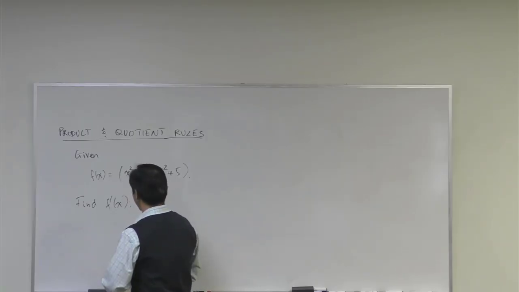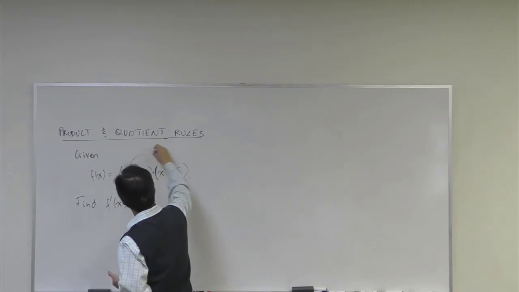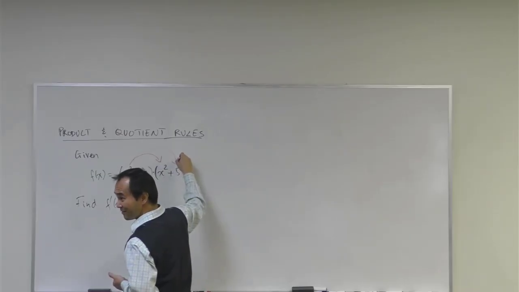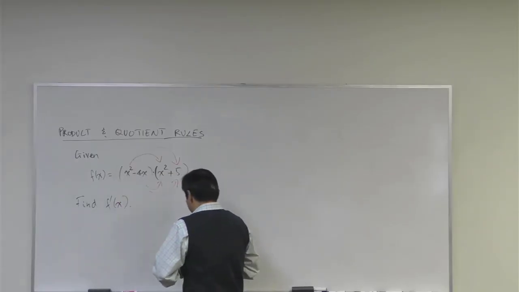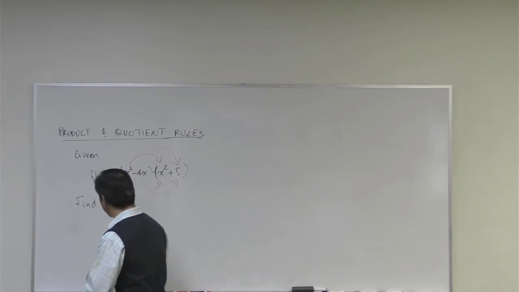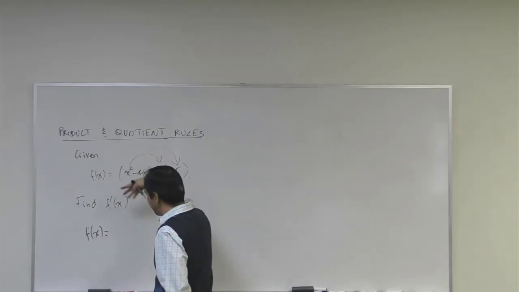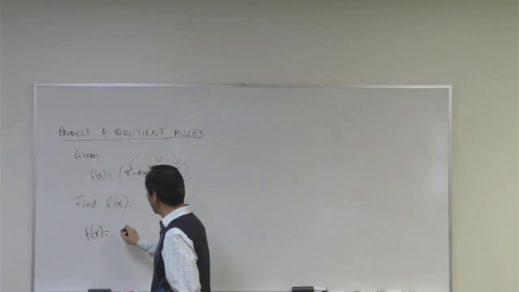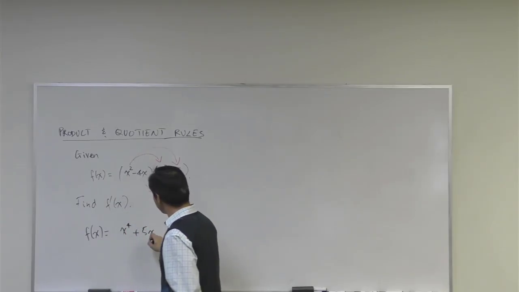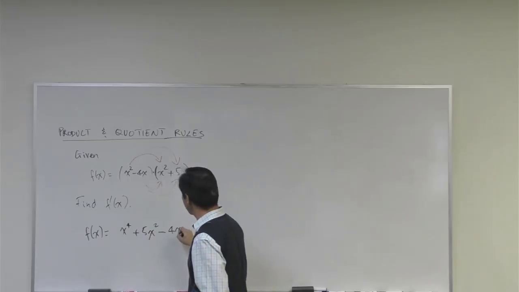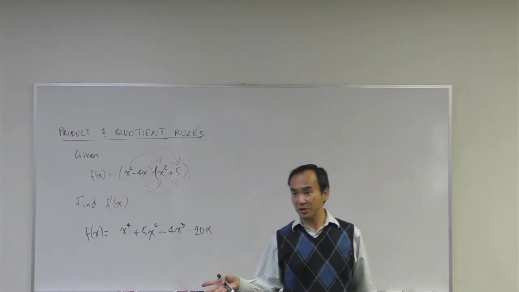I believe I've taught this before, and I just want to remind you, we can always take our time foiling out, even though we have a product. Foiling out means that before taking the derivative, we turn our function into something like this. So x to the fourth is the first term, and then plus 5x squared, and minus 4x cubed, and minus 20x. You guys agree? So that's after foiling.